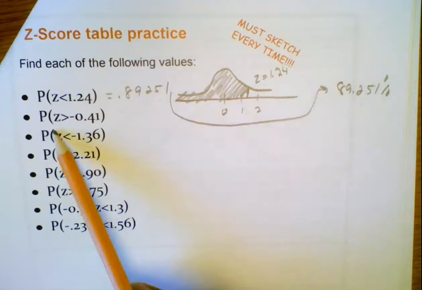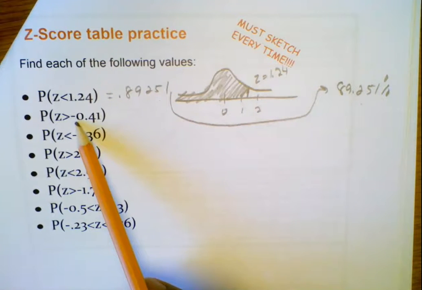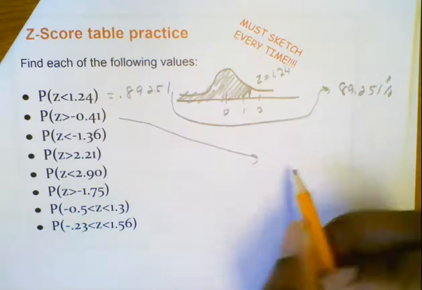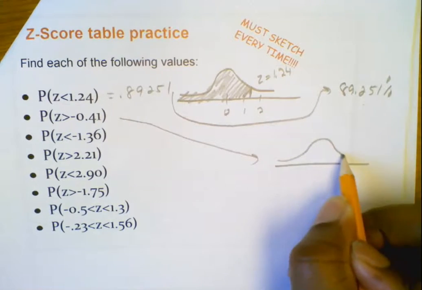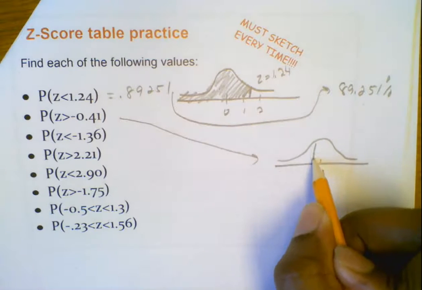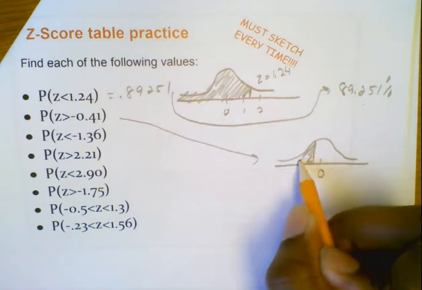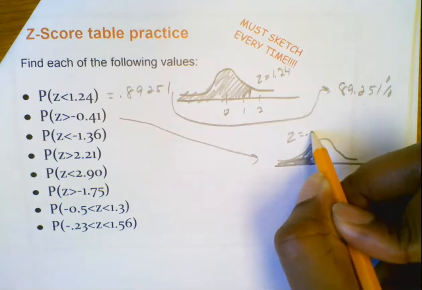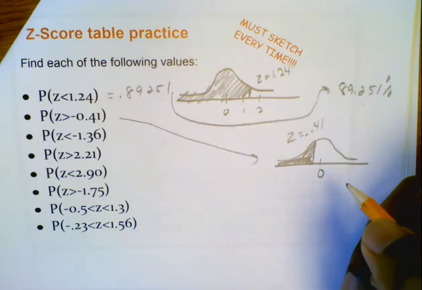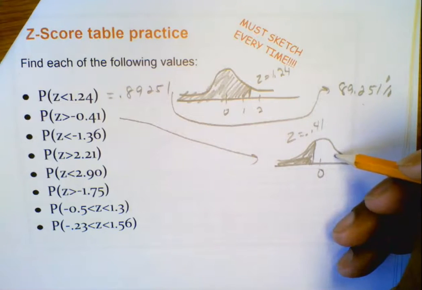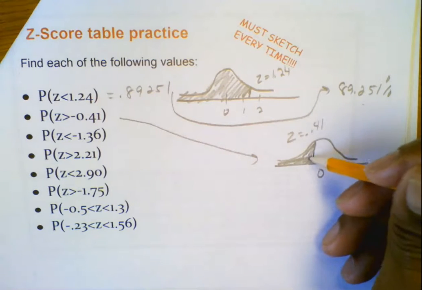The next one says probability of Z being greater than negative 0.41. So let's draw the picture. Here's my bell curve. Here's 0. And negative 0.41 is on this side of 0. So this is Z equals negative 0.41. So let's first find this area. You want a probability of being greater than, so we're going to talk about that next. But let's first find this area here.